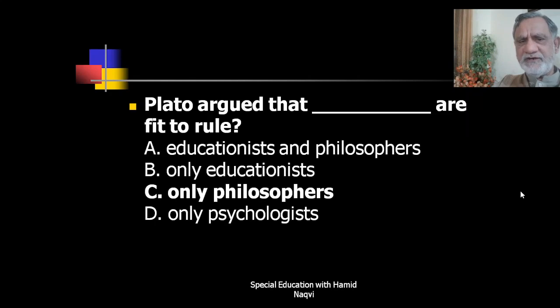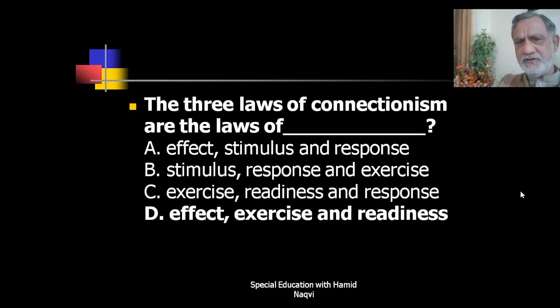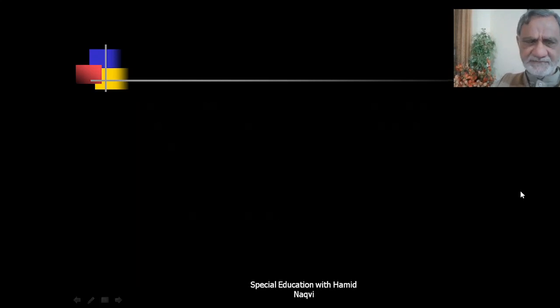Plato argued that dash are fit to rule. Educationists and philosophers, only educationist, only philosopher, only psychologist. According to Plato, third one, that is only philosophers are fit to rule. The three laws of connectionism are the laws of affect, stimulus and response, stimulus, response and exercise, exercise, readiness and response, and affect, exercise and readiness.